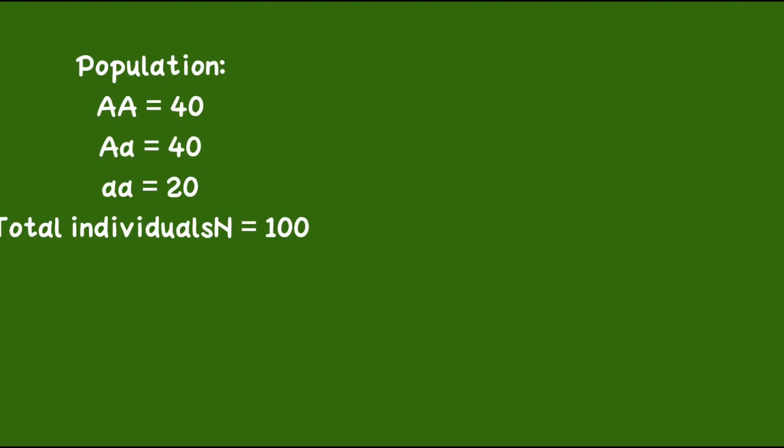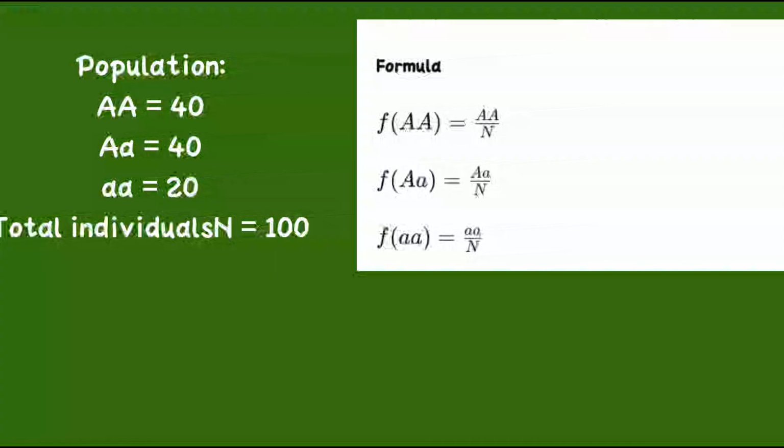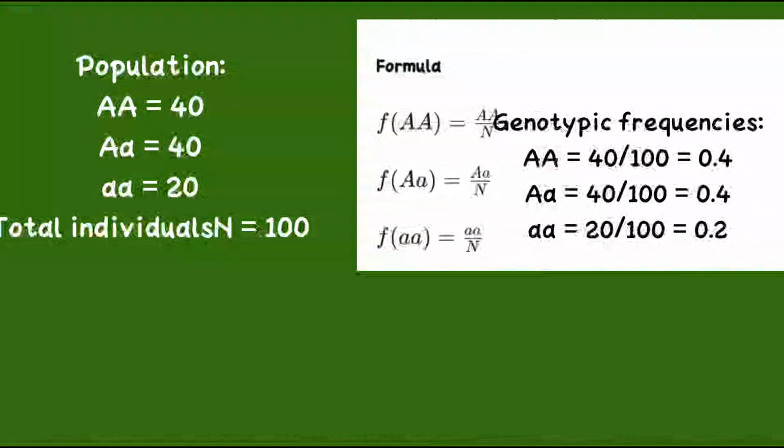So the genotypic frequency has a formula of f in bracket the dominant capital A capital A, that is equal to the number of capital A capital A individuals upon N, and for the heterozygote capital A small a it is equal to the number of capital A small a individuals upon N, and for the recessive one, frequency of in bracket small a small a is equal to the number of small a small a individuals upon N. So the important rule here is frequency of the dominant plus frequency of heterozygote plus the frequency of the recessive is equal to 1.